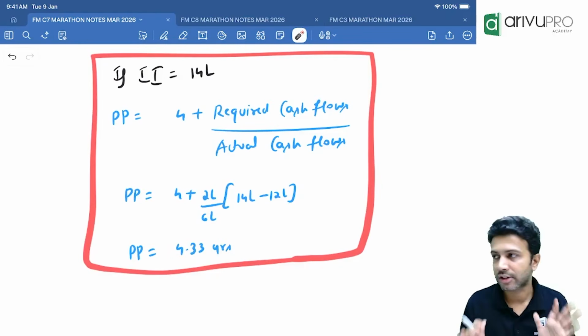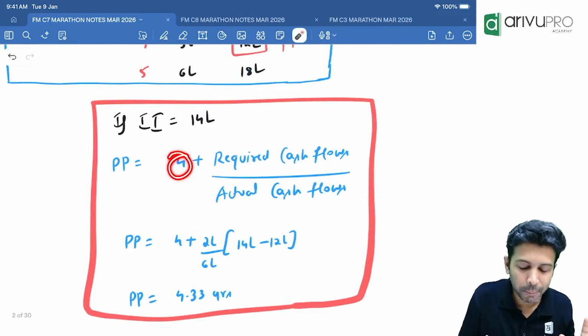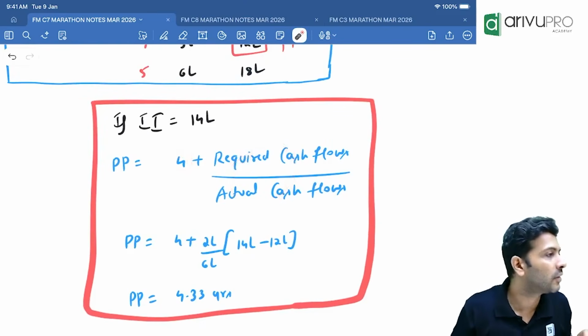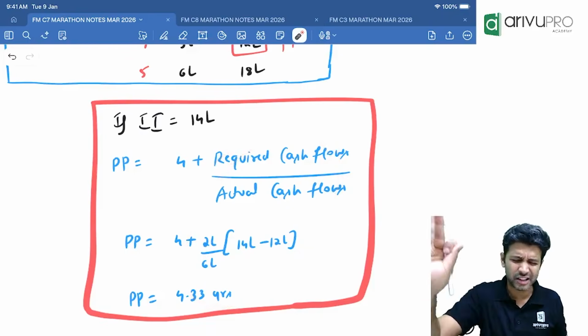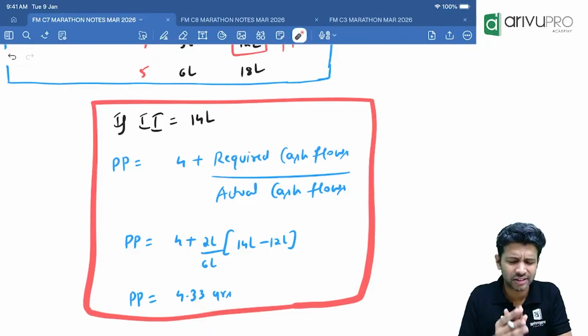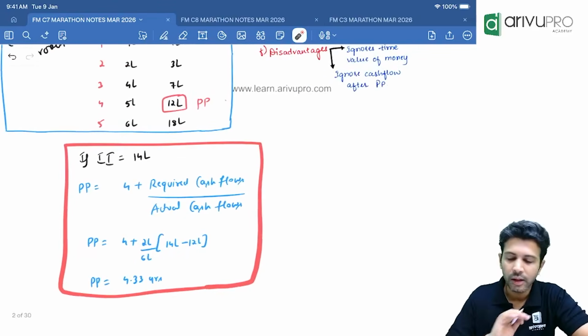Done now, people. That's how you calculate payback period if the numbers don't exactly match. Lower number plus what? Required cash flow divided by the actual cash flow. You can use this. I've shown you other method also in class, but that's fine. That's a logical method. But I think this works better for examination. You can do it faster. This is your payback period.